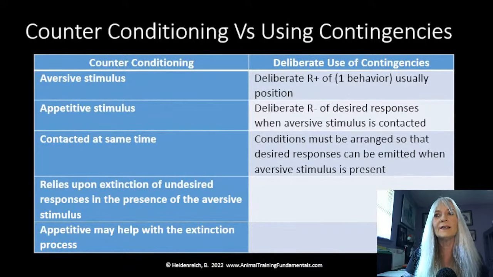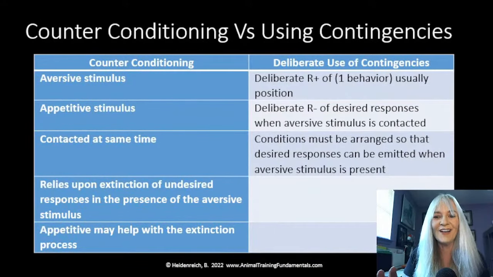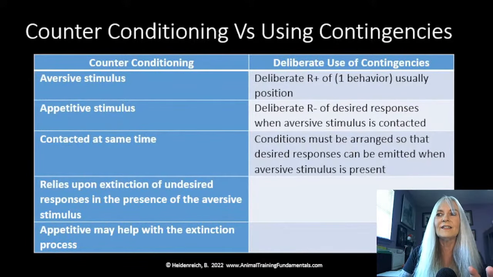So if you know that, then you already have this awareness that you're using contingencies. And if you do, then you can use them really exquisitely, like you saw in that video, and have really great success. The thing to keep in mind about counter conditioning is that what it's really relying upon is the extinction of an undesired response in the presence of this aversive stimulus. And what appetitives do is they may help with the extinction process, but that's not necessarily the optimal way of getting there, in my opinion.